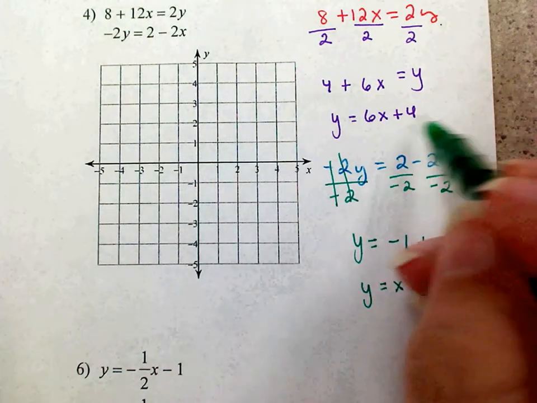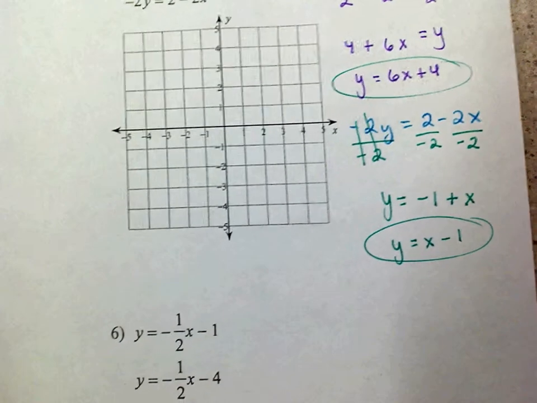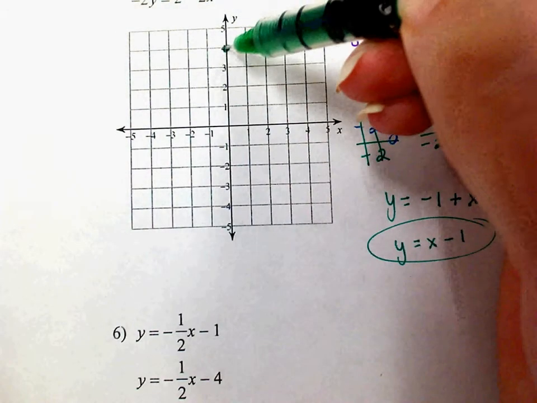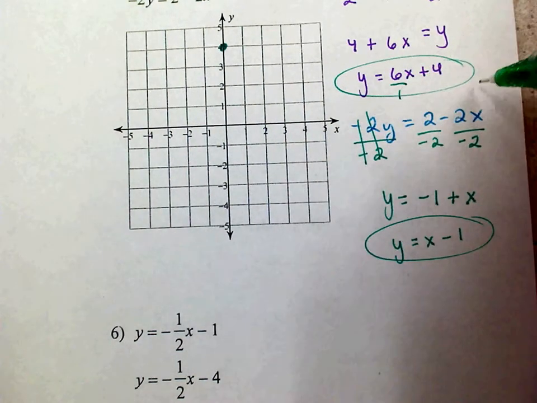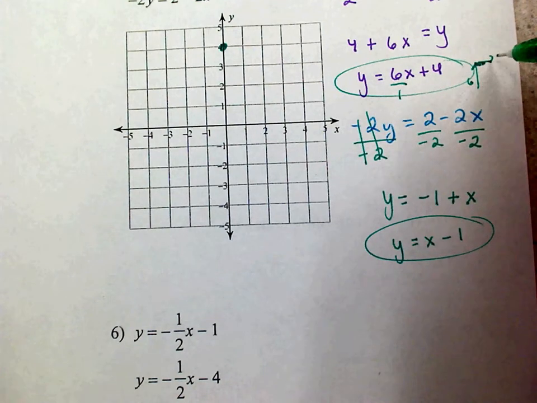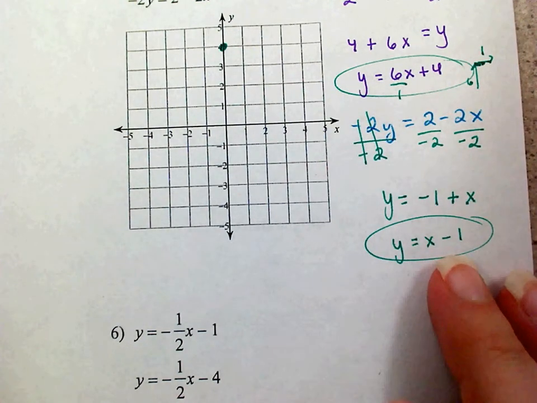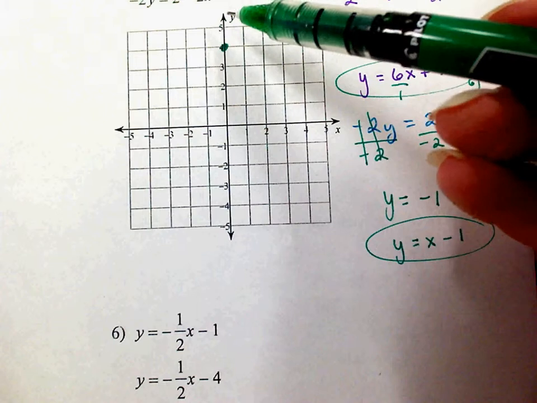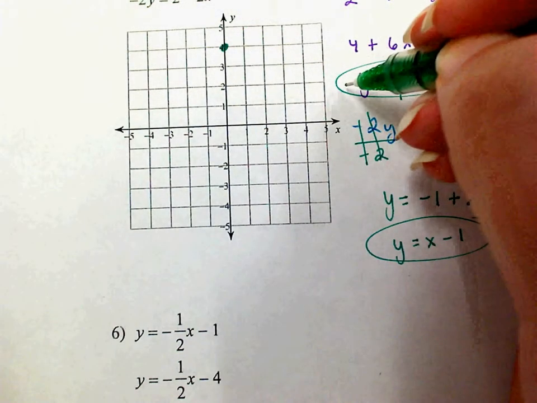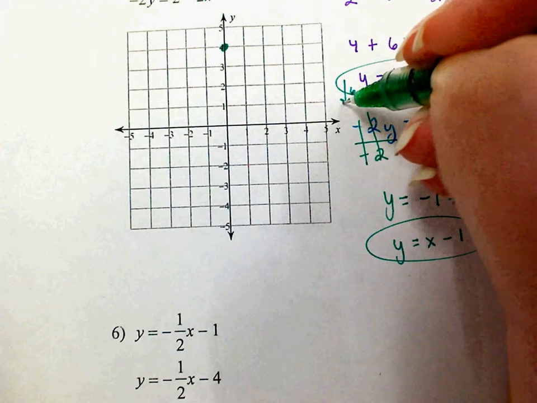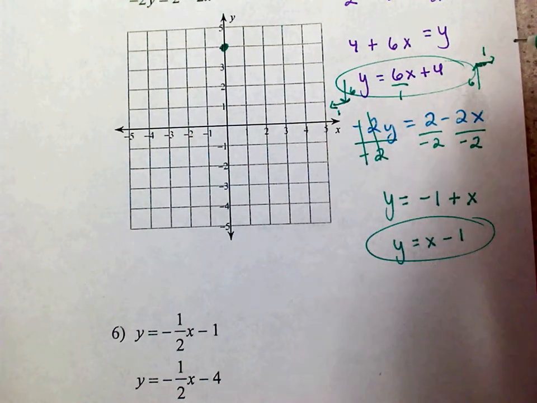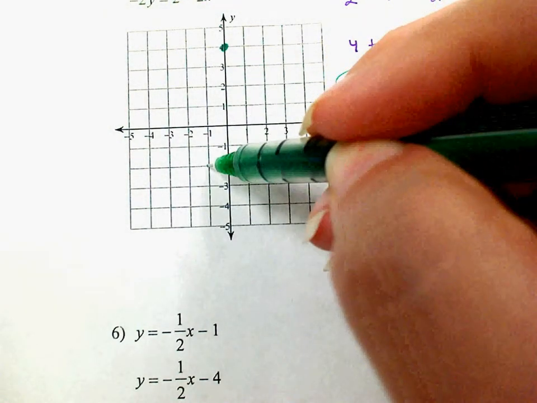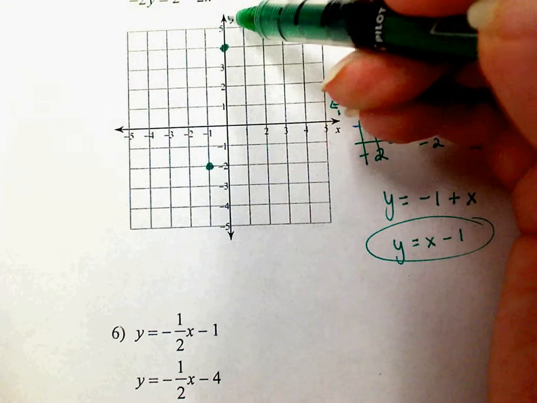Can I graph these two? Okay, so what's the y-intercept on this one? 4. So I go up to 4. Now normally I would travel up 6 and over 1. I just rearranged. I don't feel like I have enough room, so I'm going to go down 6 and to the left 1. Instead of going to the right and up, I'm going to go down and to the left. So down 6, 1, 2, 3, 4, 5, 6, and over 1. There's not enough space, so I'll just connect my points and call it good.